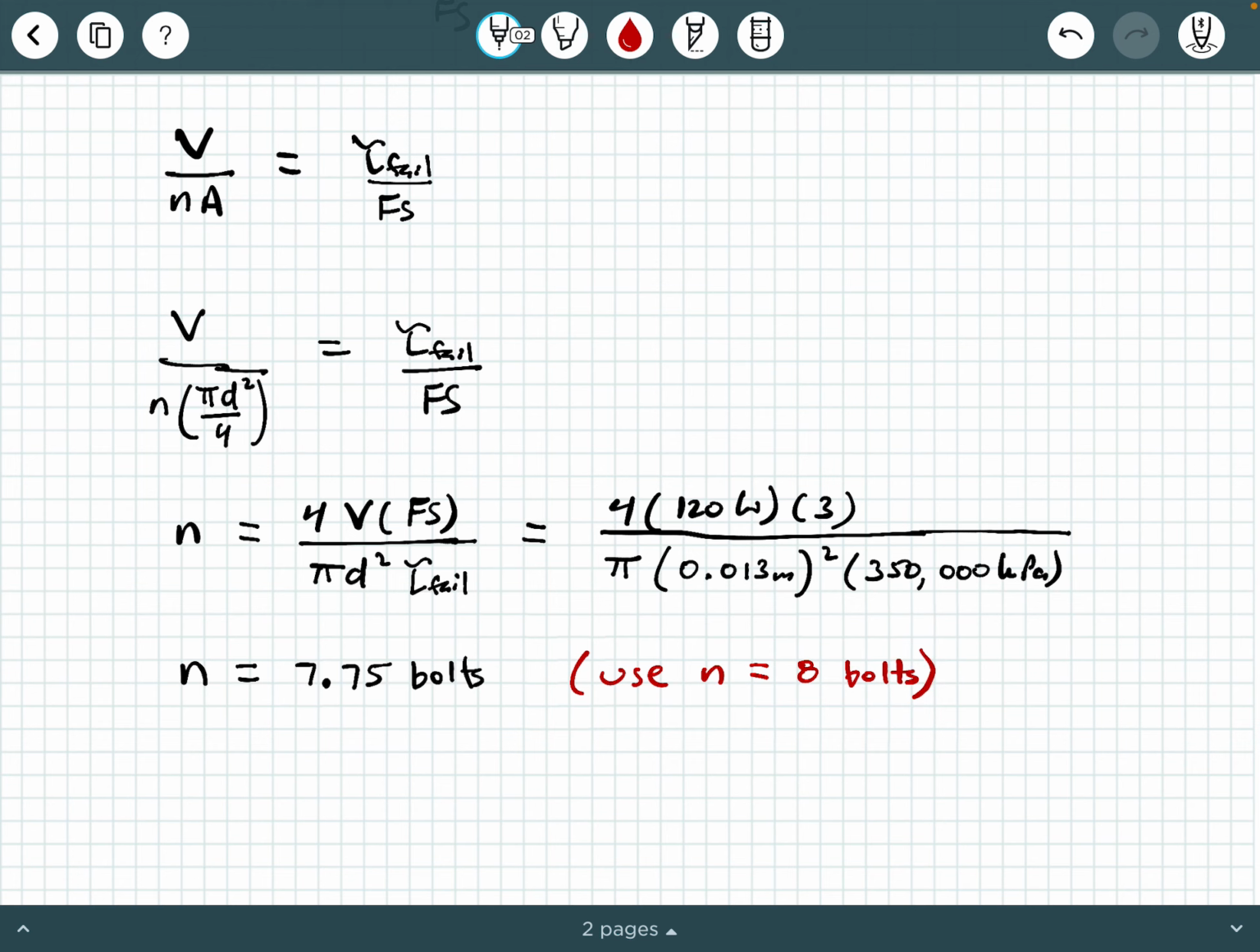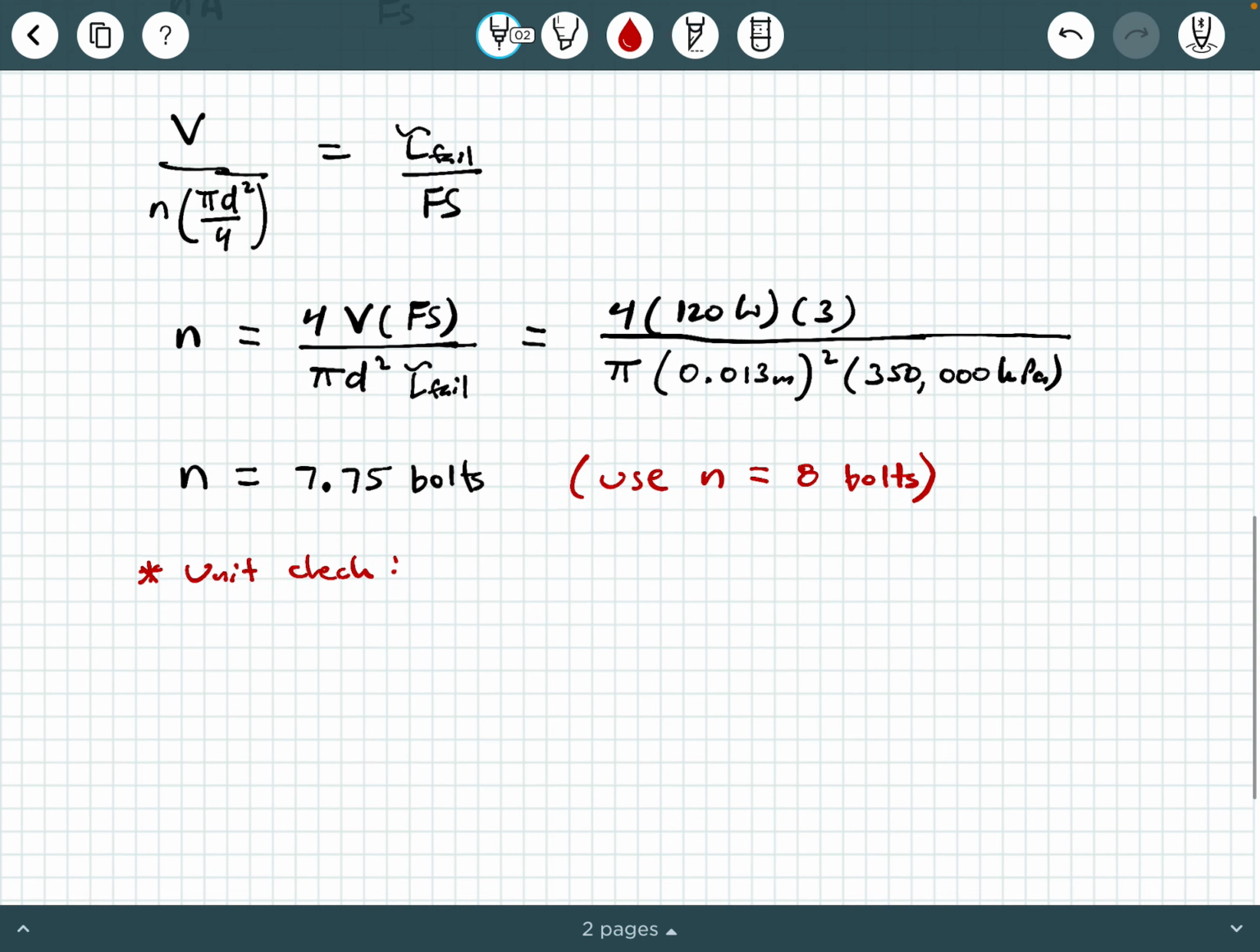Now, let's check our units. We're going to say unit check at the very end just to make sure that we get things that make sense. Okay? So notice in this numerator we have kilonewtons. And then the denominator has meters squared. That's coming from the diameter squared right there. And then we also have kilopascals in the denominator. What's a kilopascal? It's a kilonewton per meter squared.